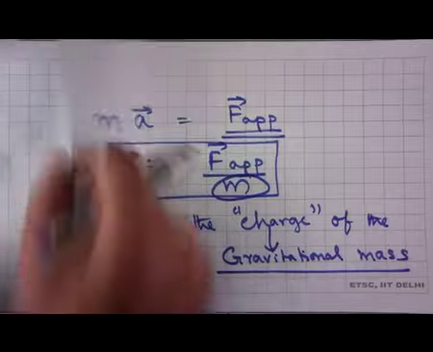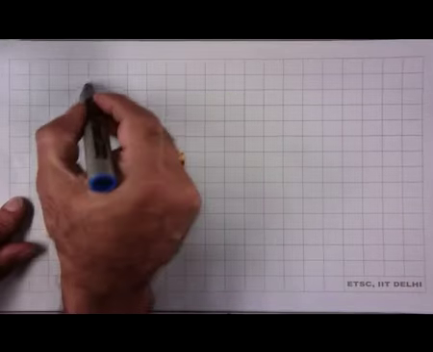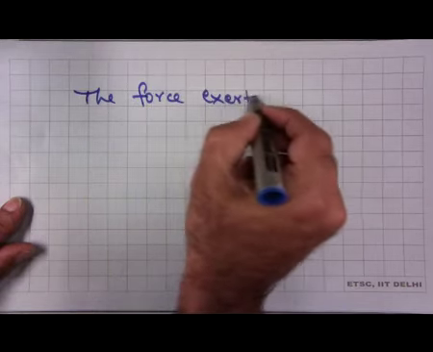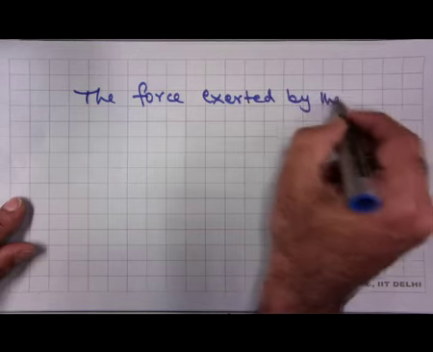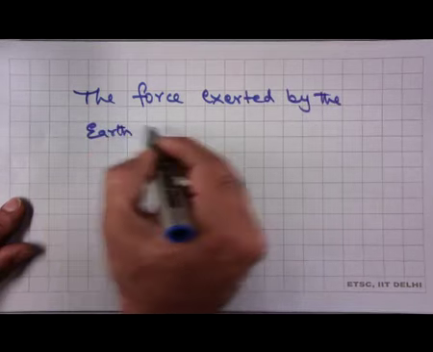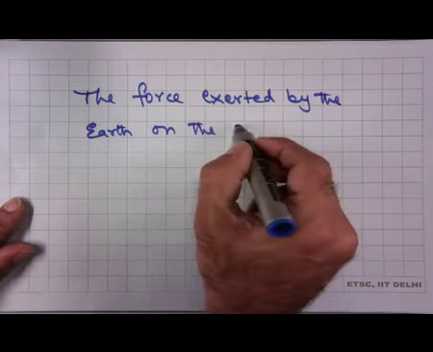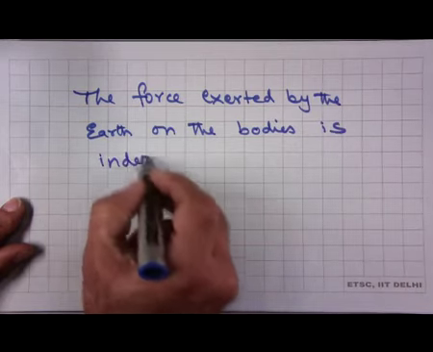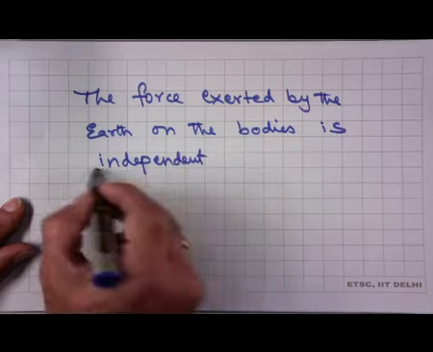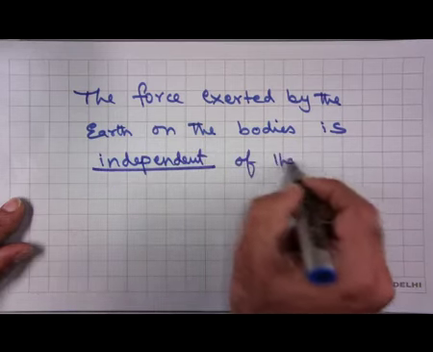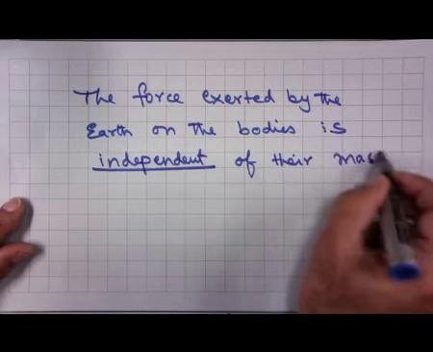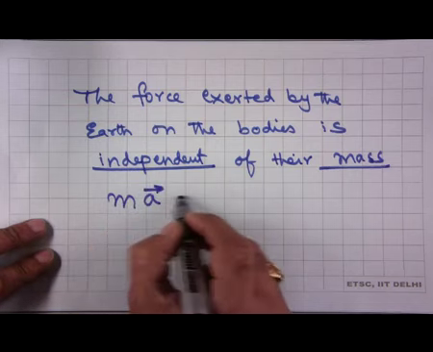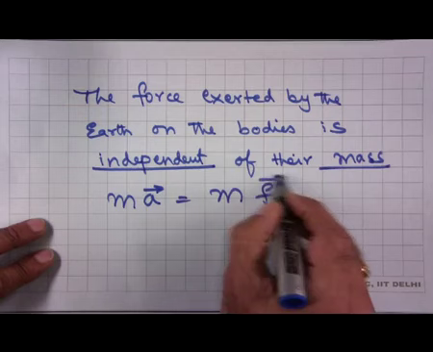Now, the beauty of a freely falling body is that the force, I don't know what it is, exerted by the earth on the bodies is independent of their mass. So, what do I mean by that? I am going to write MA is equal to M into some function. That is what I am writing.